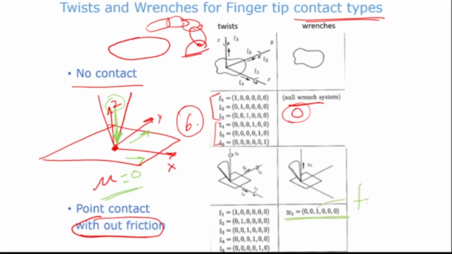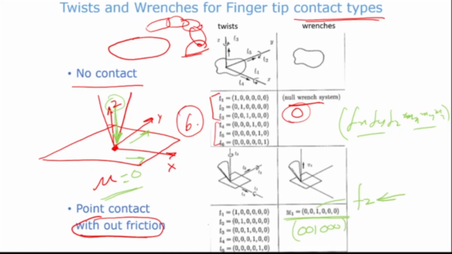This is my Fz. Okay, so this is my Fx, Fy, Fz, Mx, My, Mz. Okay, these are 3, these are 3. So in this particular case, only Fz is possible. The others are all 0. That is the meaning of writing it like this: 0, 0, 1, 0, 0, 0. Okay. What twists are possible?